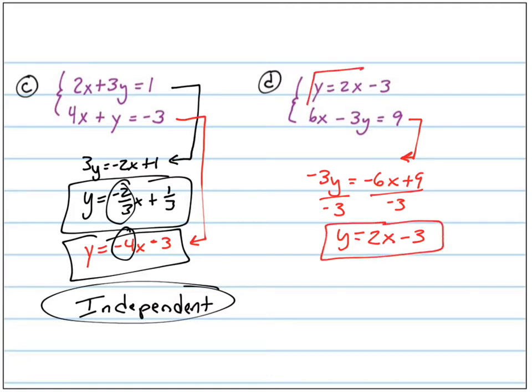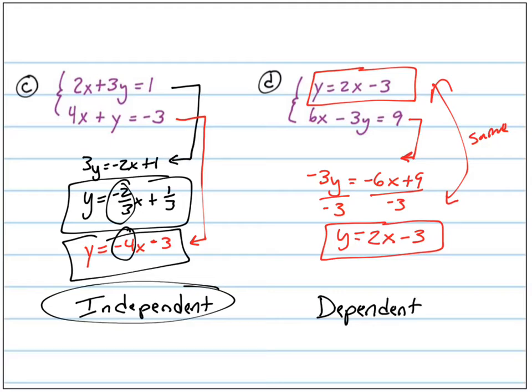And if we're paying close attention here, we should notice something. These are the same line, same equation. So these are not parallel, but instead they are the same line twice. They're going to lie on top of each other forever, so they're going to intersect an infinite number of times. So this is not inconsistent, it's consistent, but it's going to be considered dependent because it has an infinite number of solutions.